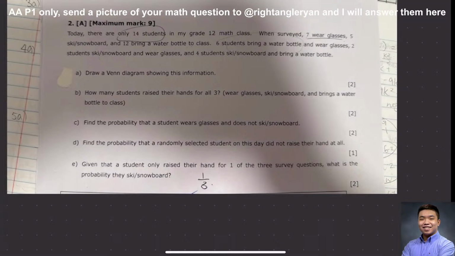Okay, so we have 14 students in my grade 12 class. When surveyed, 7 wear glasses, 5 wear ski snowboard, and 12 bring a water bottle. 6 students bring a water bottle and glasses. 2 students wear ski and glasses, and then 4 students ski and water bottle.